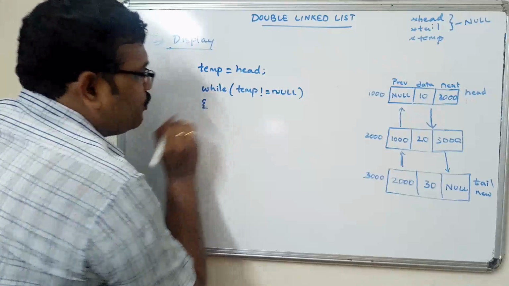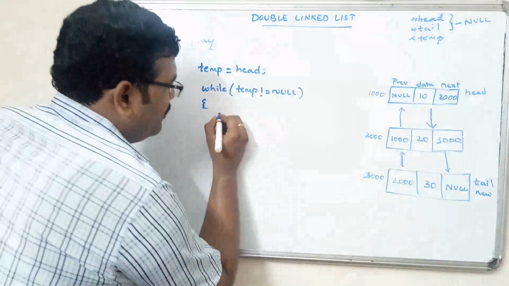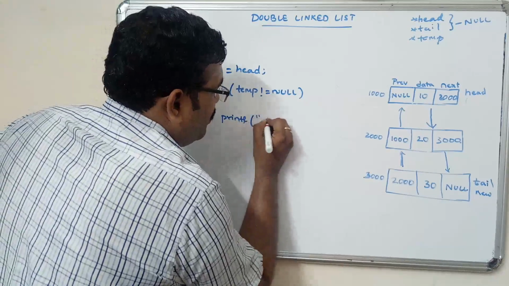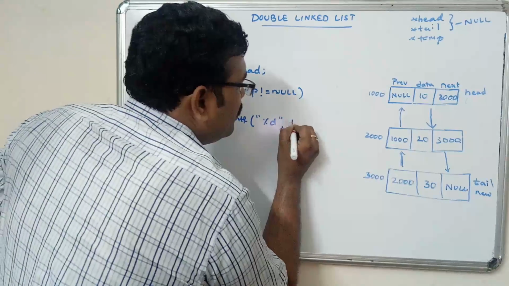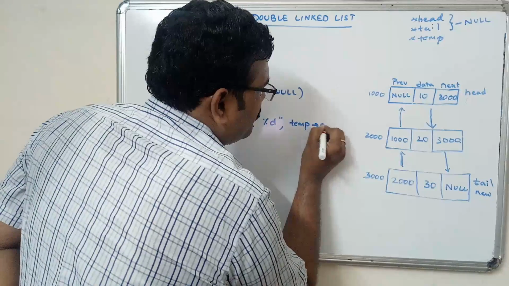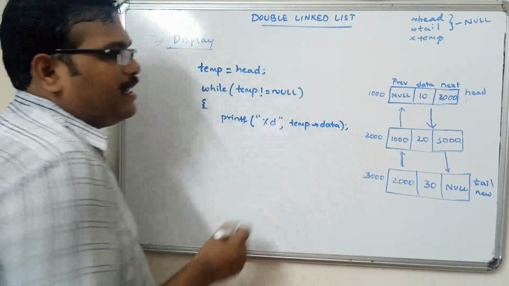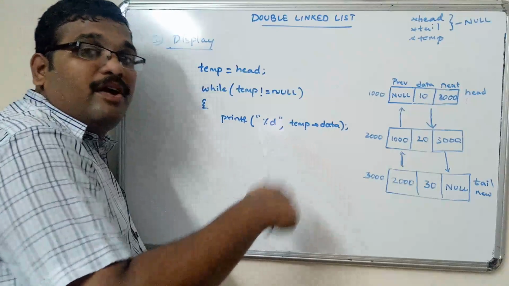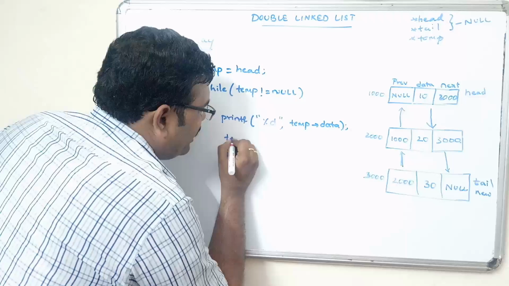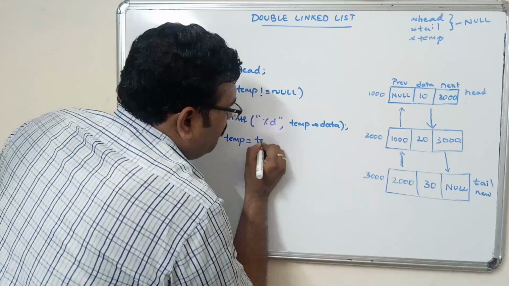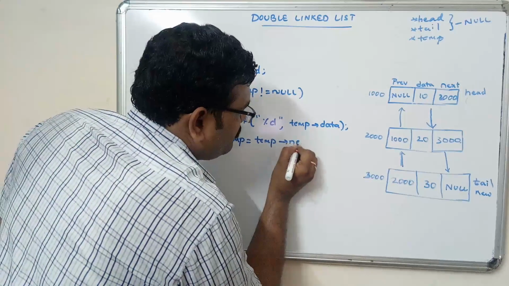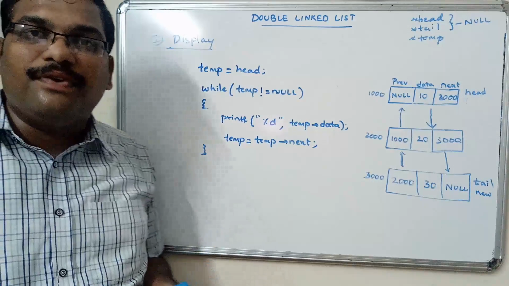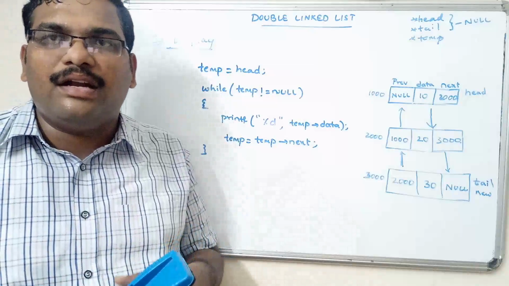So here what we have to do, we have to print every element. What is the element here? printf %d temp of data, right? So if you want to print the data, the statement is temp of data, and after printing the element, we have to move the temporary pointer. So temp is equal to temp of next, and close this. So this is a simple logic for displaying all the nodes of a double linked list.